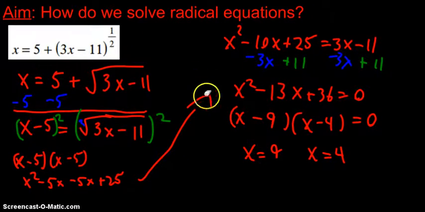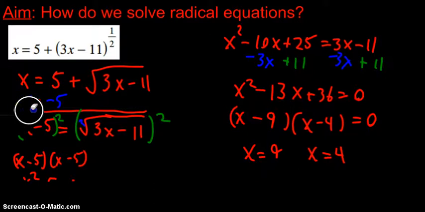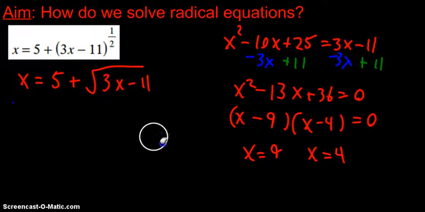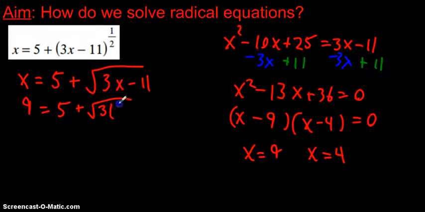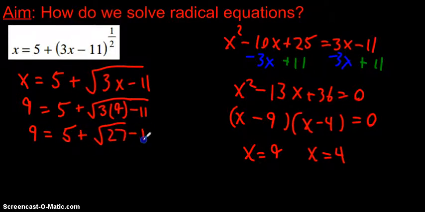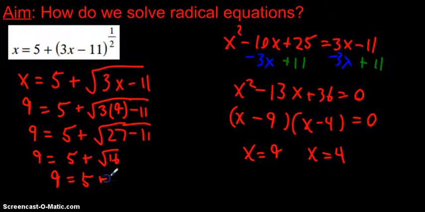Alright, so just to run that down again, I'll actually do the substitutions. 9 is equal to 5 plus the square root of 3 times 9 minus 11. So 9 equals 5 plus square root of 27 minus 11. 9 is equal to 5 plus the square root of 16. 9 is equal to 5 plus 4. 9 equals 9. So that one works. No issues.